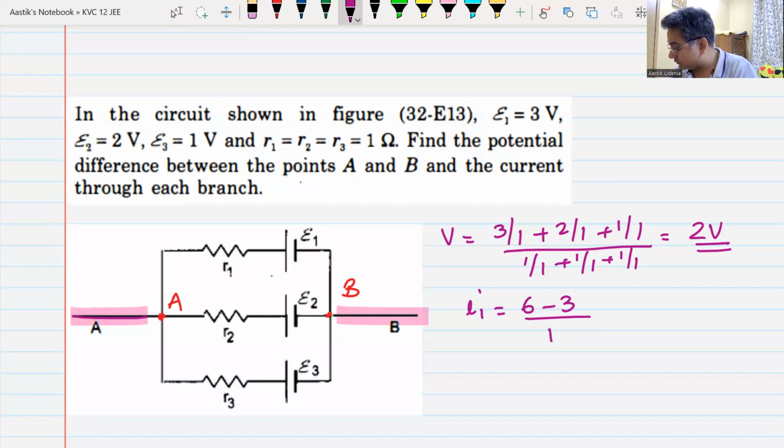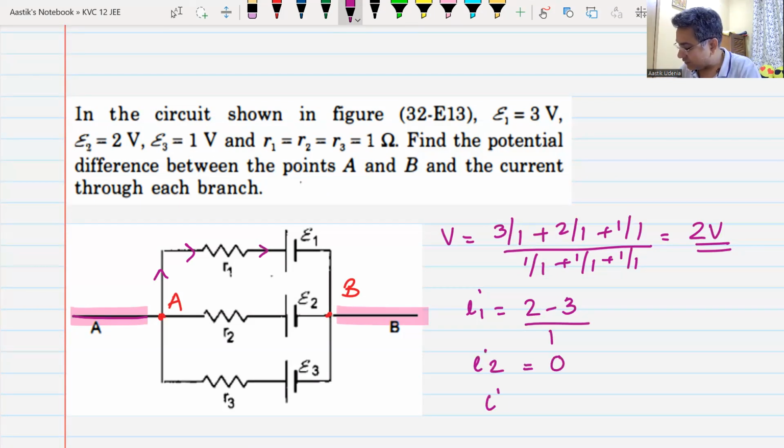I'll just change it. I1 will become 2 minus 3 divided by 1, which is minus 1. So it is not going like this, which is what I had assumed. It is coming in the opposite direction. I2 will come as 0 and I3 will come as plus 1. So it is going like this, but the upper current is wrong, so I have to reverse its direction. Do we understand this?